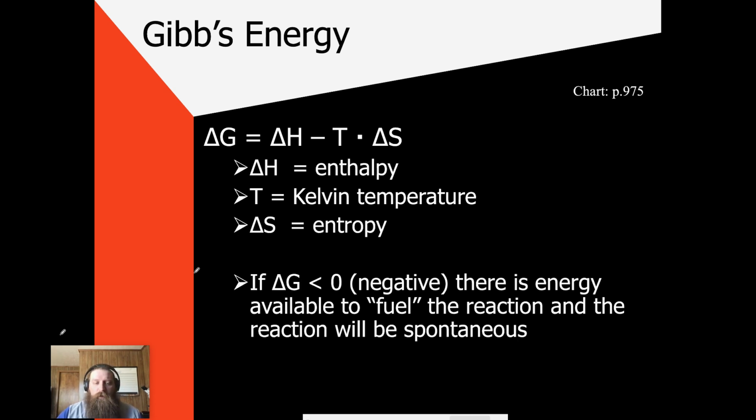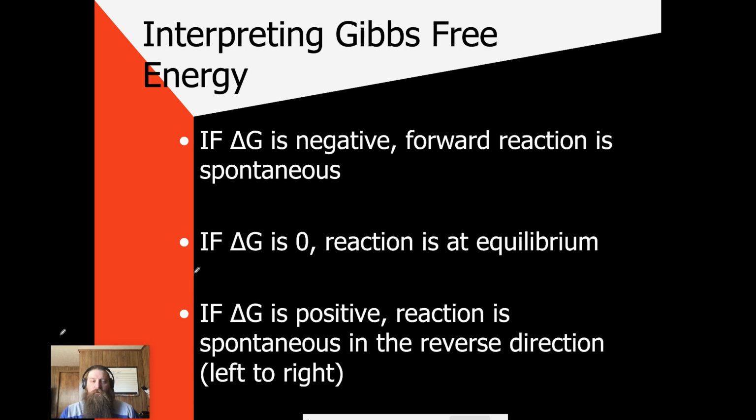Now, this is worth noting. If delta G is negative, then you will have a spontaneous reaction. It means that there's energy available to drive the reaction forward. Okay. So if delta G is negative, the forward reaction is spontaneous. If you get a delta G that's 0, then the reaction's at equilibrium. And if delta G is positive, the reaction is going to be spontaneous in the reverse direction, so from the products to the reactants.